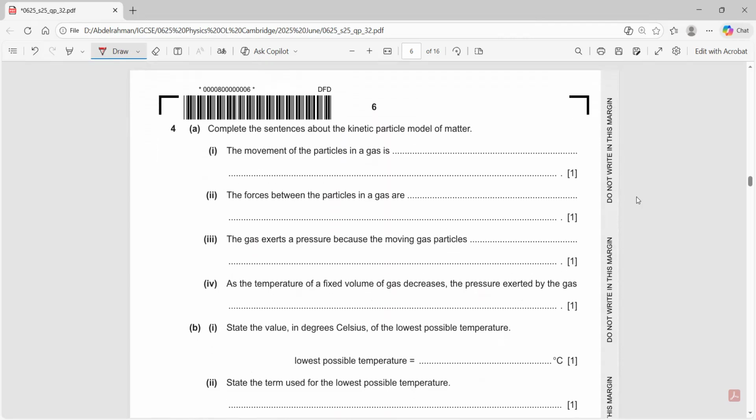Complete the sentences about the kinetic energy. The movement of the particles in a gas is fast and random. The forces between the gas particles are weak. The gas exerts a pressure because the moving gas particles collide. We know that they collide with the walls. As the temperature decreases, the pressure decreases as well.